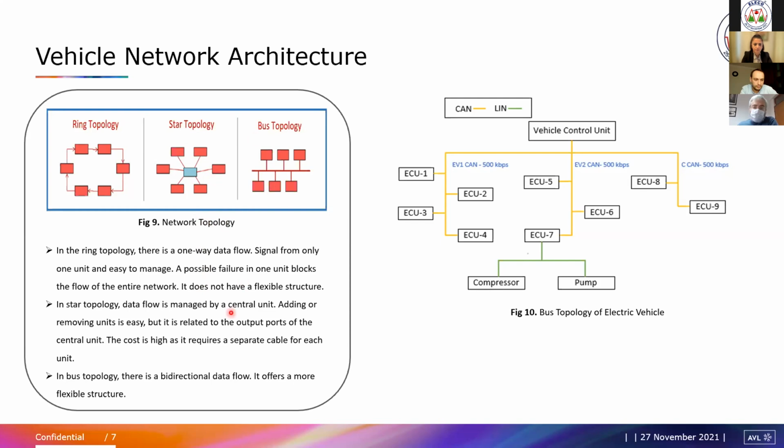And the bus topology is the most common topology that we are using in the industry. There is a bidirectional signal flow, and it is a flexible structure, because you can just add and remove control units whatever you want. On the right-hand side is the topology of the vehicle that we used in this research. We have 3 different CAN lines, up to 500 kilobits per second, and we also have one LIN line, which controls the compressors and pumps in the vehicle.